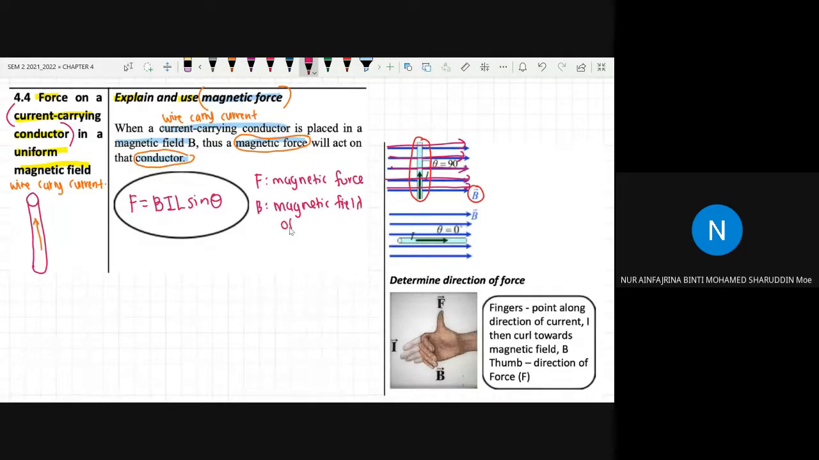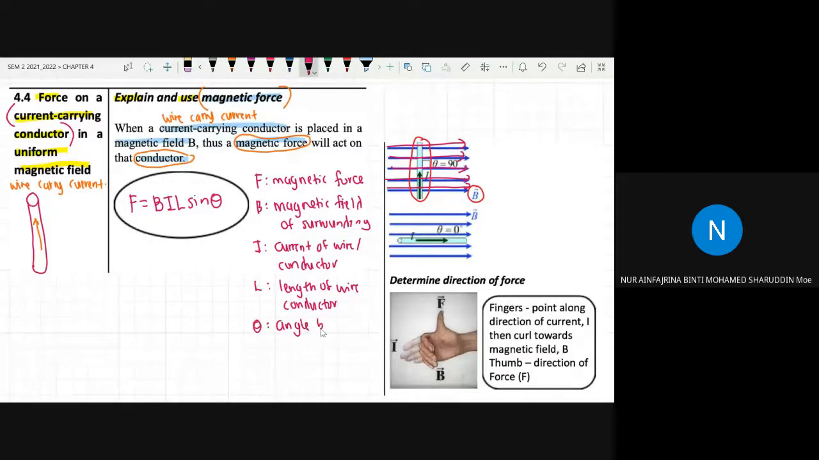So tak kisahlah awak letak awak punya current carrying conductor dalam mana-mana magnetic field. Contohnya awak letak dia sebelah magnet dan kita tahu magnet tu ada magnetic field. So current carrying conductor ni pun akan rasa magnetic field daripada magnet itu. I adalah current of wire ataupun conductor. L adalah length of wire or conductor. Dan theta dia adalah angle di antara current and magnetic field.